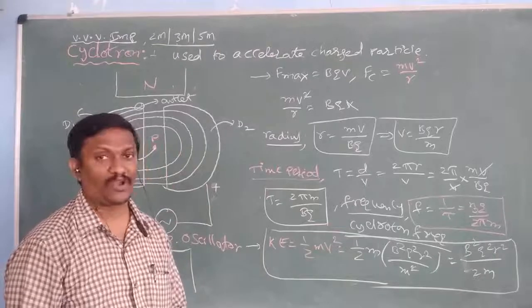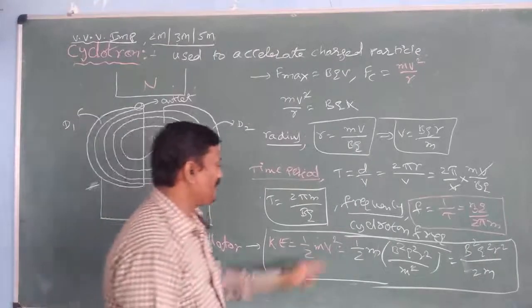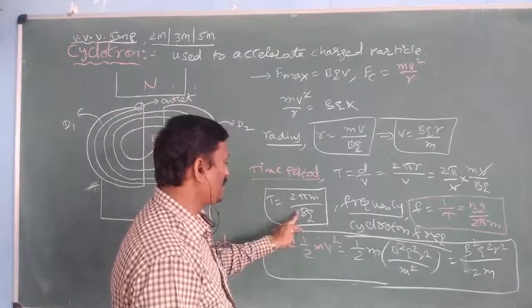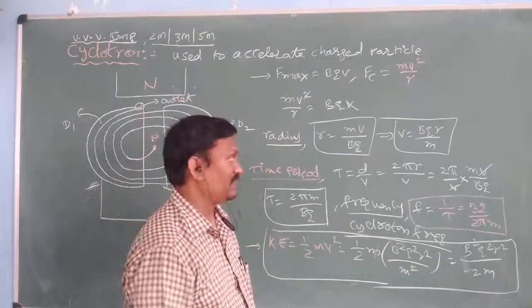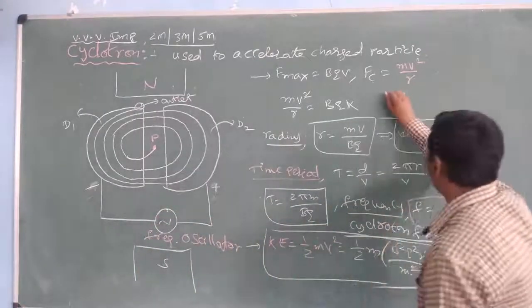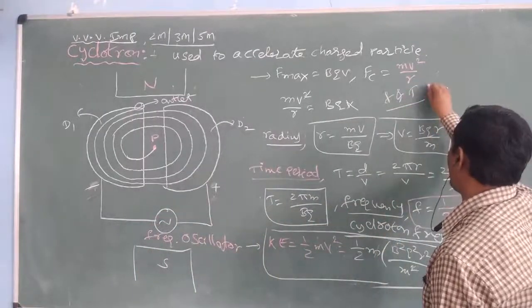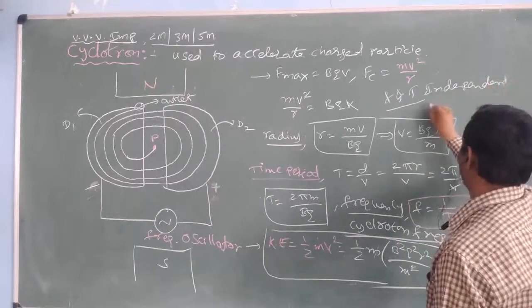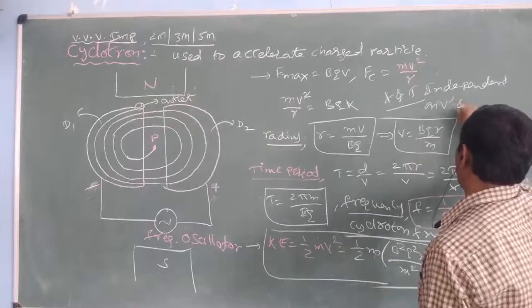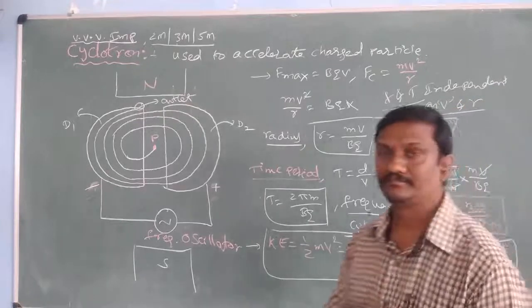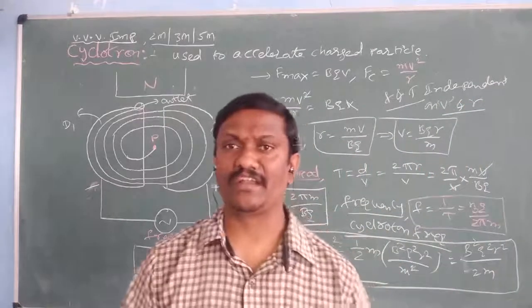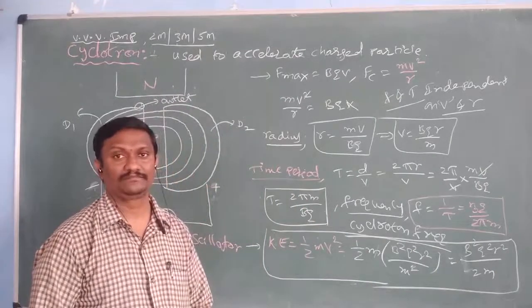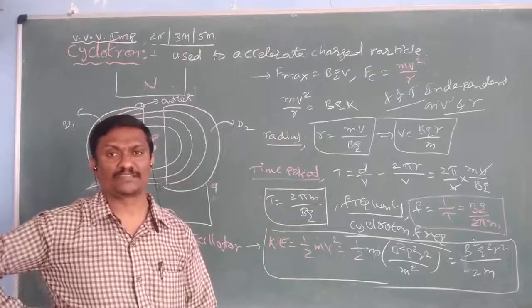Next, one more important point here. Observe the equation of frequency and time period. The frequency and time period depend on the B value, Q value, and M value, but they are independent of the speed and radius of the circular paths. So that is about the cyclotron.